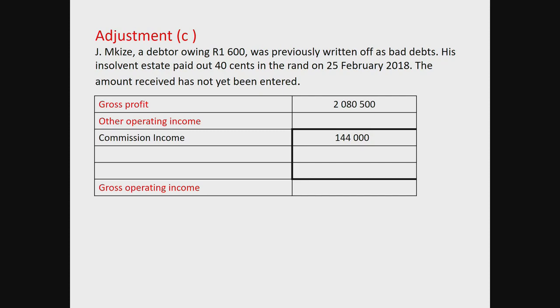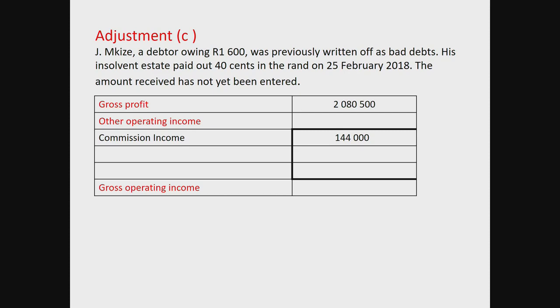Okay, so what do you have on the screen at the moment? We now already have the answer of the gross profit. We have the answer of the previous adjustment, which was commission. Now we're moving to adjustment C. Again, we are still in the same section of the income statement, which is the operating income section. But the item that we are working with this time will be determined in this particular adjustment.